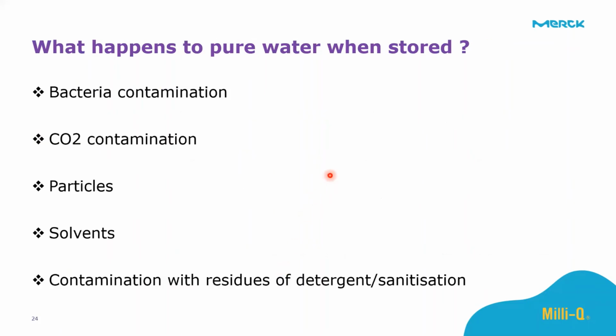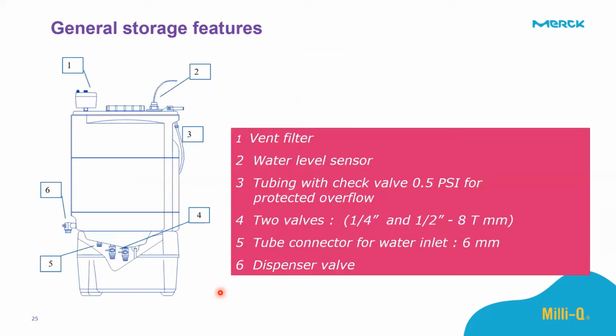So what would happen when pure water is stored? There is likelihood for bacteria recontamination. Recontamination by CO2, as we have seen in the previous slide. Particles present in the air would get into that water. Solvent fumes, normally present in the labs, can get into that water, and also contamination with residues of detergents or during sanitization. So this is possible, so we need the right storage solution for this. And the design of the tank is really very important.